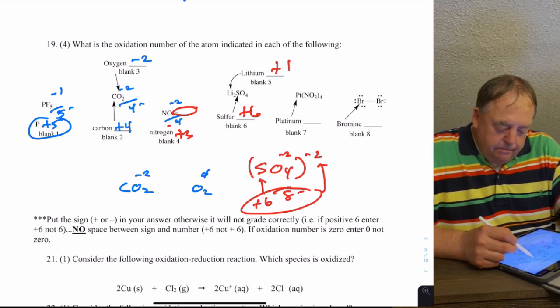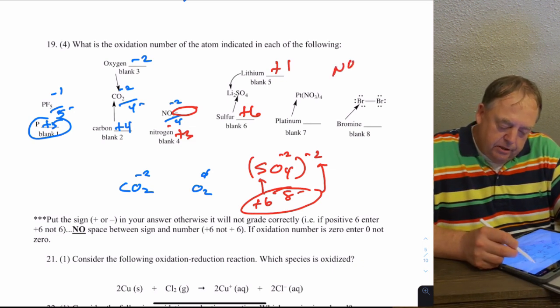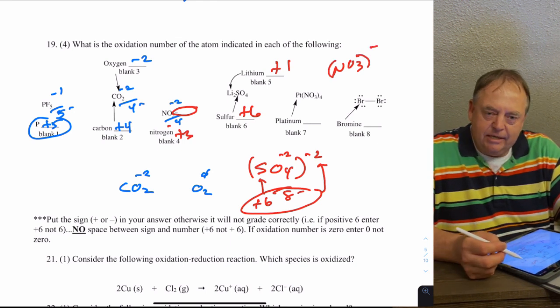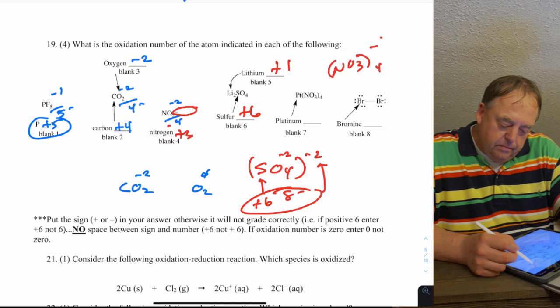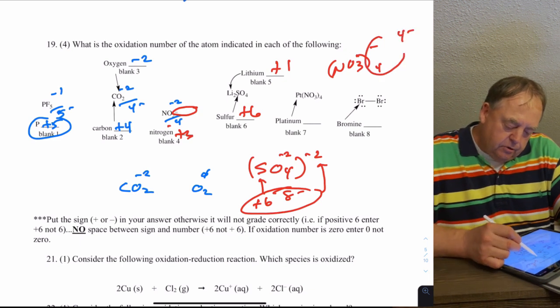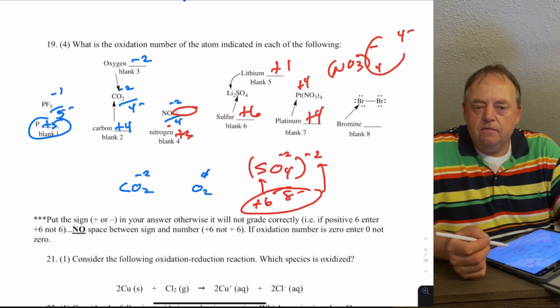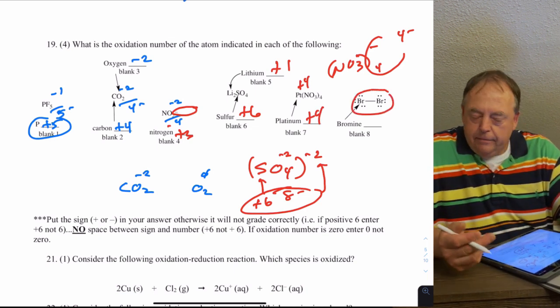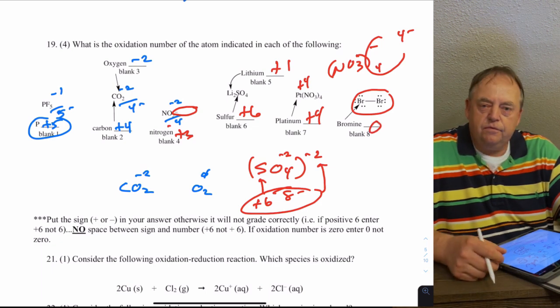Okay, this one, platinum. If you know that, you have to know the charge on nitrate. If you don't know the charge on nitrate, you can't do this. Nitrate's -1. There's 4 of them, so that's 4 negatives. There's only 1 platinum to balance that to 0, so platinum must be +4. And here, Br2, that's a pure element, so oxidation number of 0.